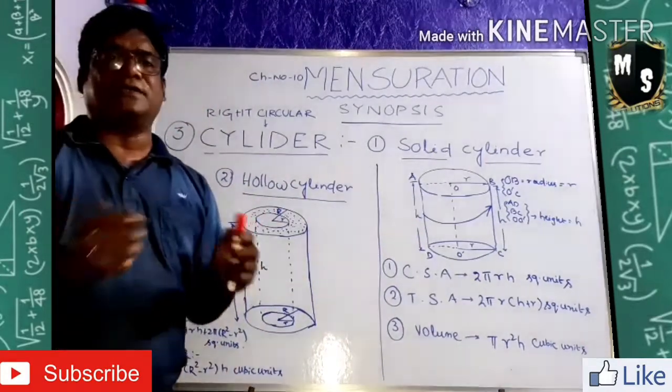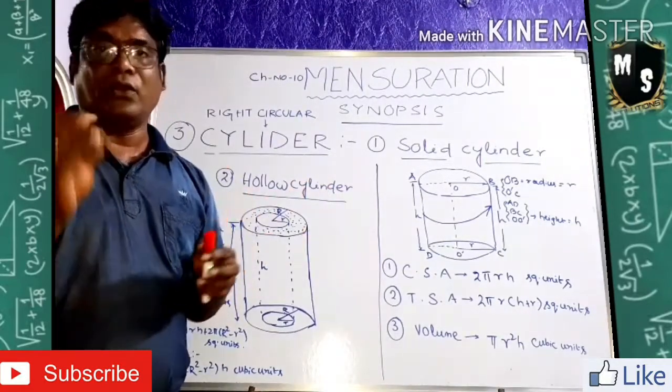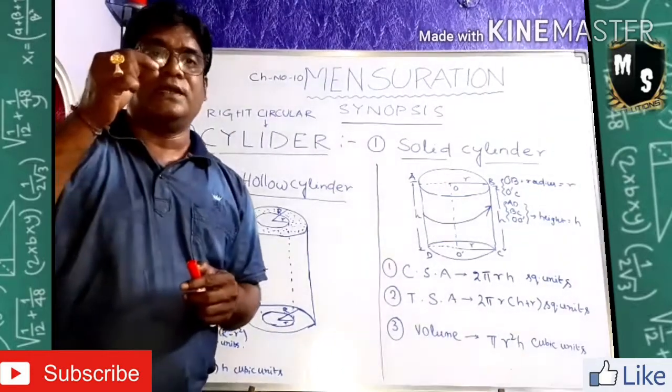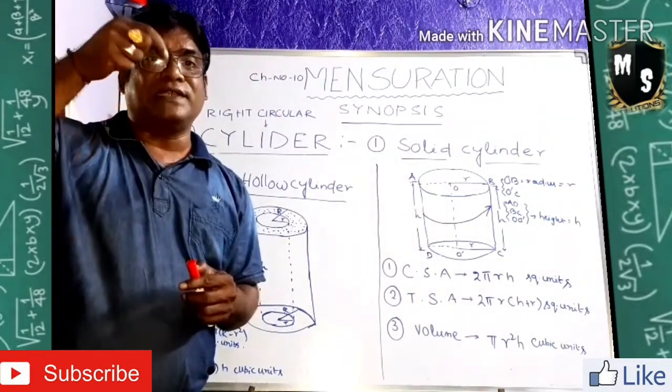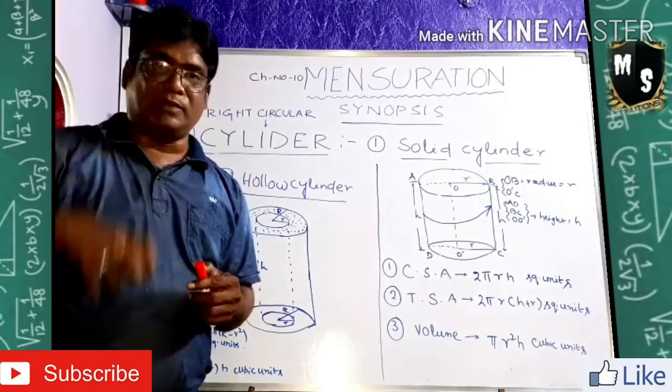Hollow cylinder, you can take some pipe. Electrical pipe is a very good example of a hollow cylinder. What is happening in a hollow cylinder? You see there is a thickness, a thickness of the pipe. So there is an inner circle and an outer circle at the top and the bottom also.